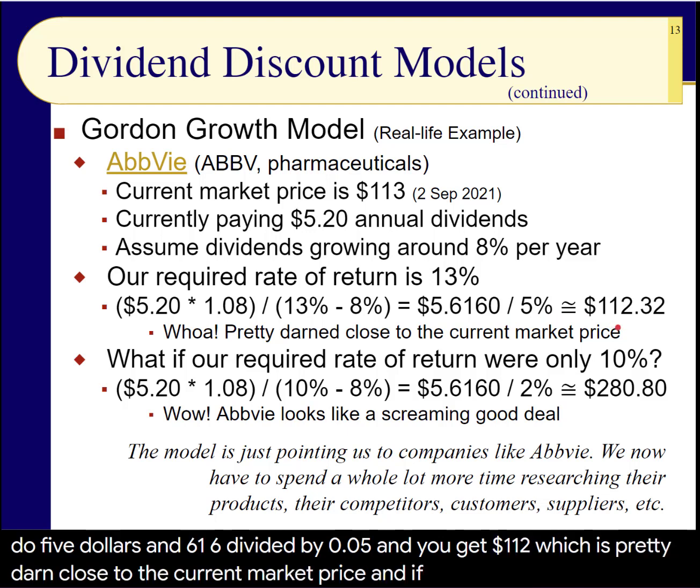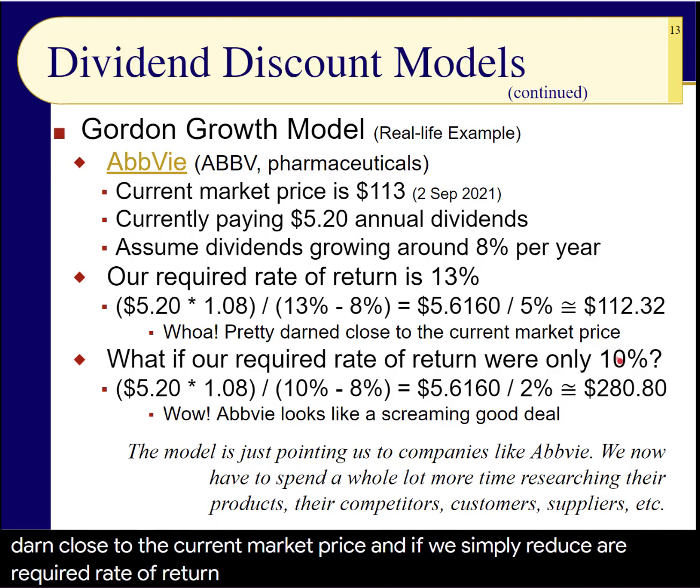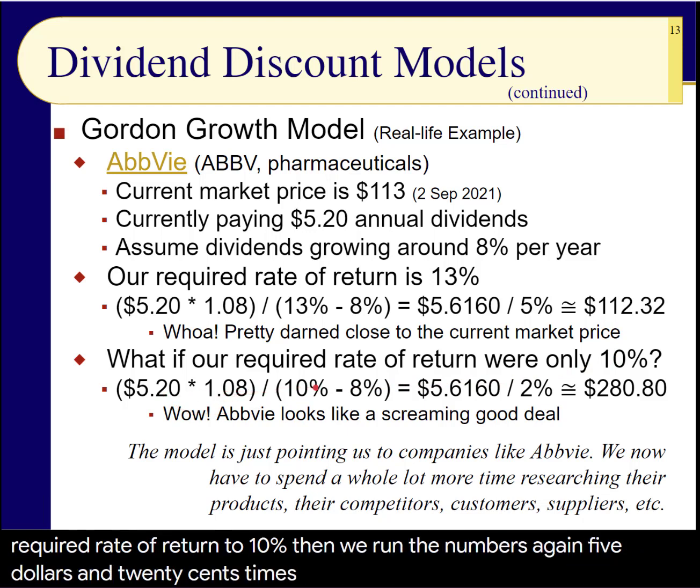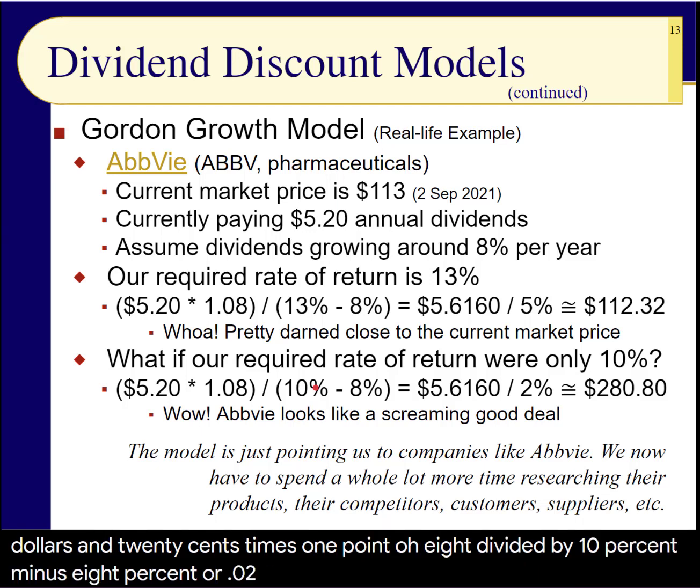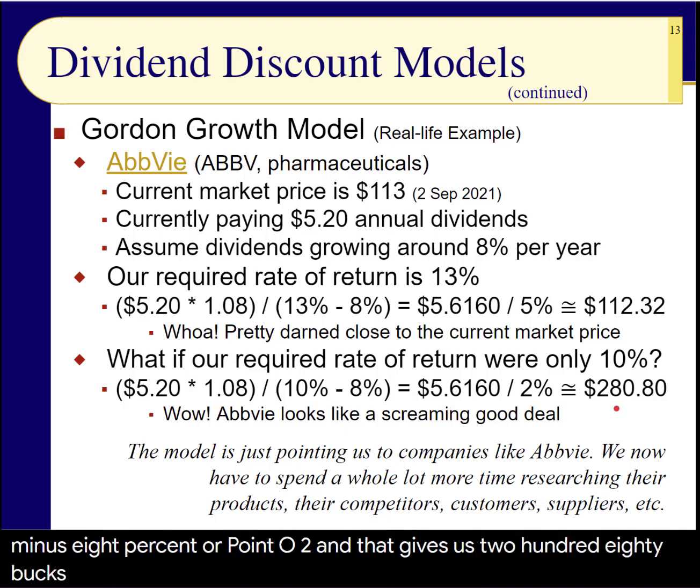And if we simply reduce our required rate of return to 10%, then we run the numbers again: $5.20 times 1.08 divided by 10% minus 8%, or 0.02. And that gives us $280. AbbVie looks like a screaming good deal. Now, folks, stop and think: does this mean anything to us?